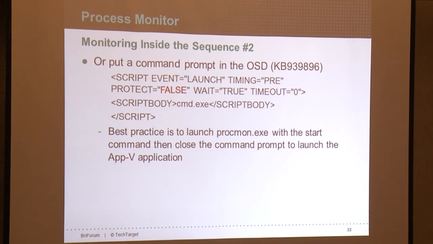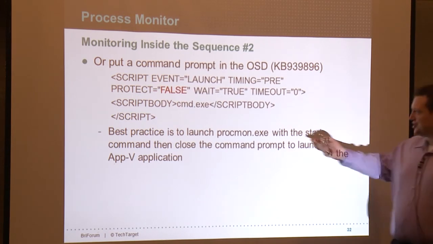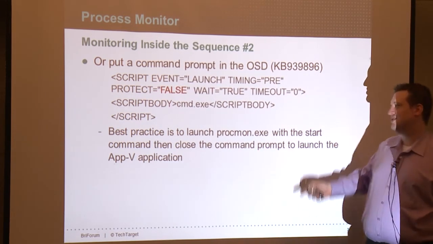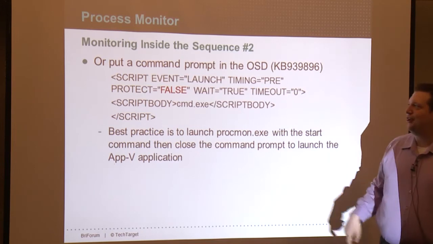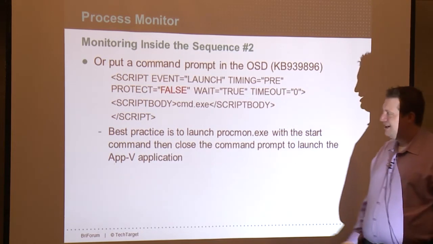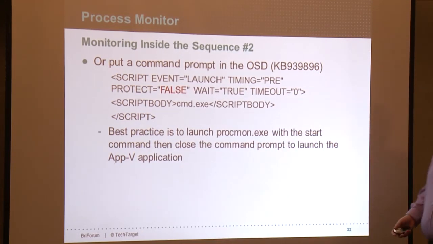The other option is Microsoft has a KB article. Microsoft says launch it outside the virtual environment using a script. So inside the OSD, inject the following script and have it run outside the virtual environment. And I looked at that, and I'm like, well, why do you want to do it that way? Because you're running Procmon outside the virtual environment, and they're not using a flag that I think they should be using, because it's not mentioned in the KB article.